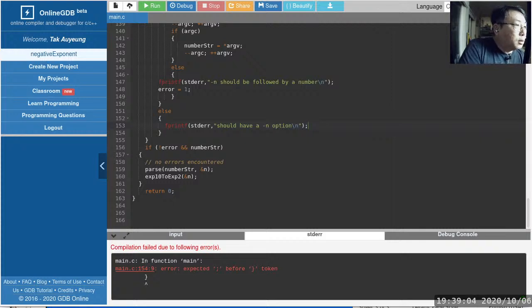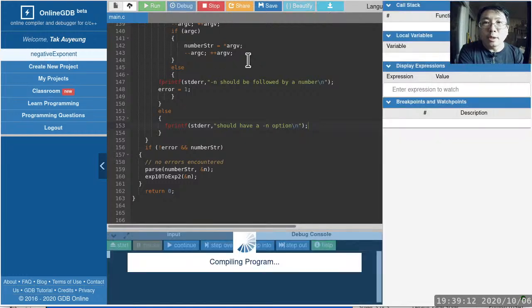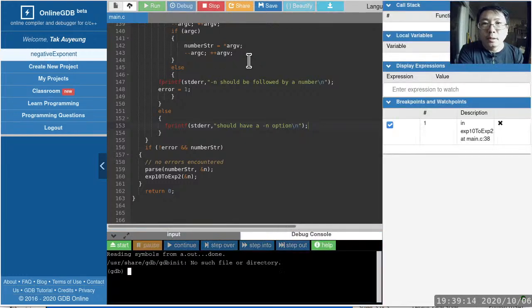119: unary minus applied to unsigned type, result still unsigned. Oh yeah, I forgot about that one. Okay, let's debug again. Nope, no problem. So Aiden must be using a... Okay. All right, so it does work now. Okay, so now we are in GDB.